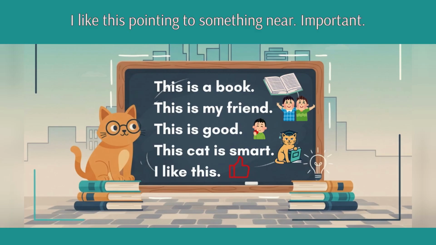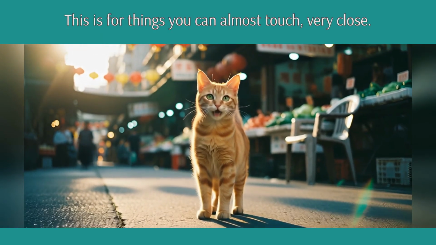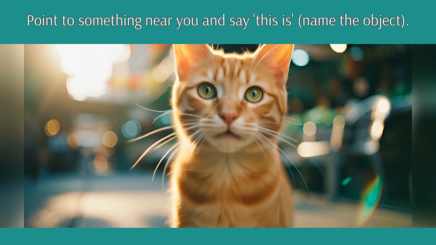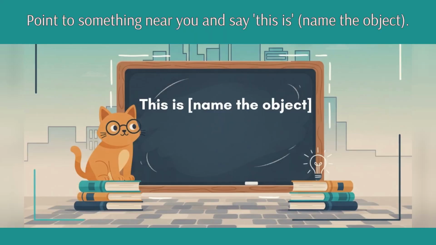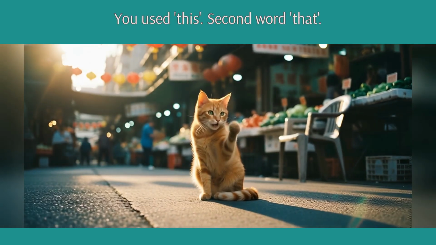Pointing to something near. Important. This is for things you can almost touch. Very close. Let us practice. Point to something near you and say, this is, and name the object. Do it now. Say it out loud. Good. You used this.